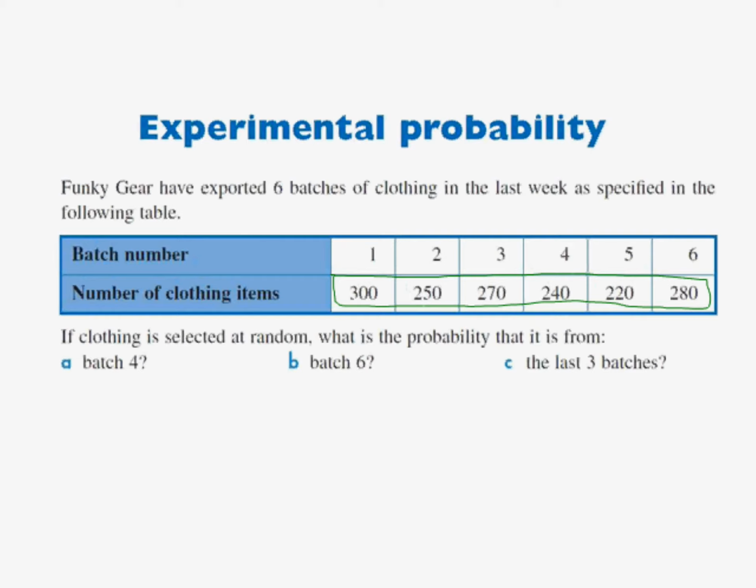Hopefully, when you've done that, you end up with a total of 1,560. Okay, so this is our total that we're going to work from for our 3 problems here. So the first one we're going to look at is batch 4. So we need to identify batch 4, and batch 4 has 240 items of clothing.